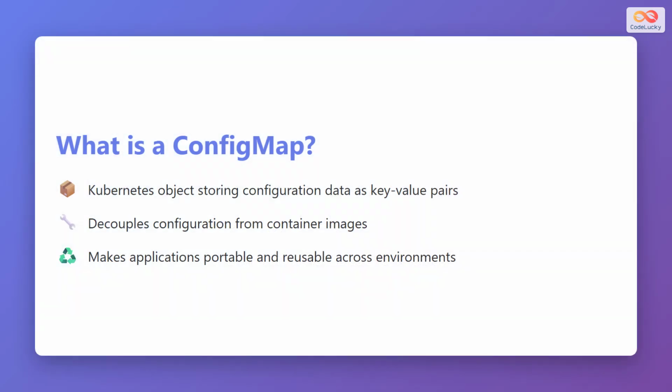A ConfigMap is a Kubernetes object that stores configuration data as key-value pairs. Think of it as a dictionary that holds settings your applications need to run. The main benefit of ConfigMaps is that they decouple configuration from your container images. This means you can change settings without rebuilding your containers. It also makes your applications portable and reusable across different environments, like development, testing, and production. Each environment can have its own ConfigMap with appropriate settings.